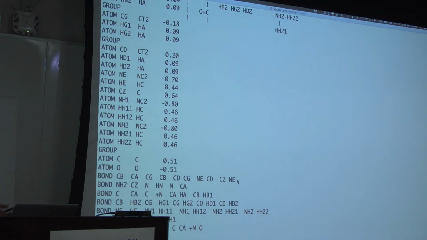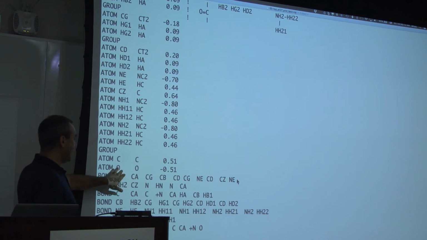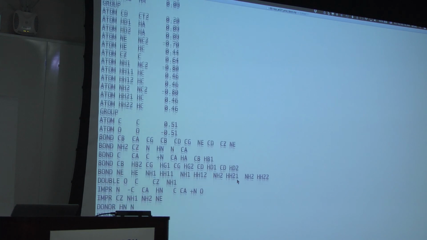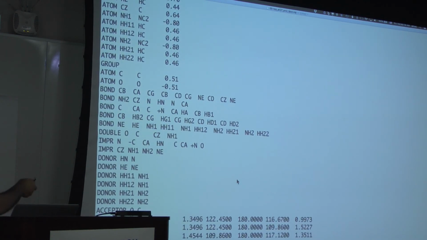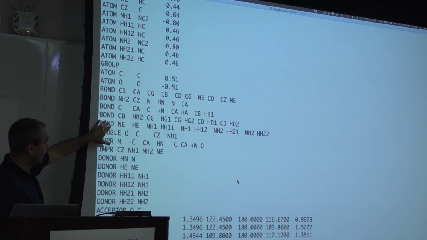The carbonyl is interesting. The atom names and atom types are the same kind of symbols, and the charge there. Then you have the bonds. All the bonds are specified here the same way we discussed. It is connected to the next residue. That gives you your peptide bond, and double doesn't have any specific function. It's the same as bond.